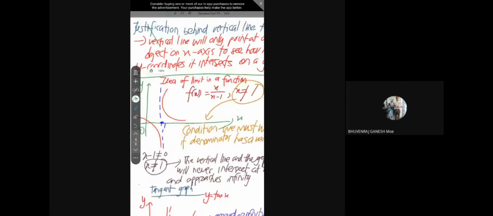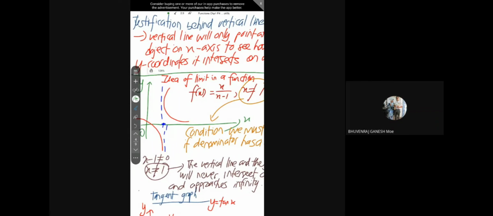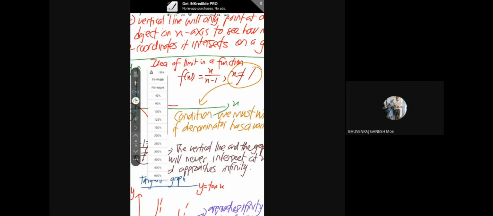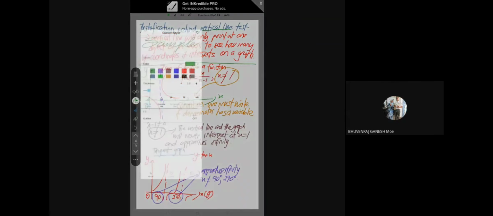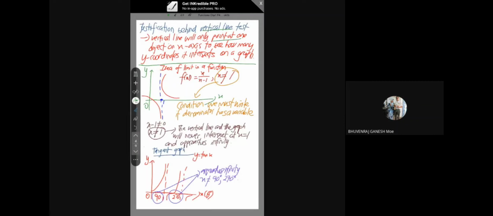Okay, so the justification behind the vertical line test, as I said just now. A vertical line is only going to point at one object on the x-axis. You can see just now. For it to be called a function, we can determine how many y coordinates we can have from a graph. So one good example here is the idea of limit in a function.